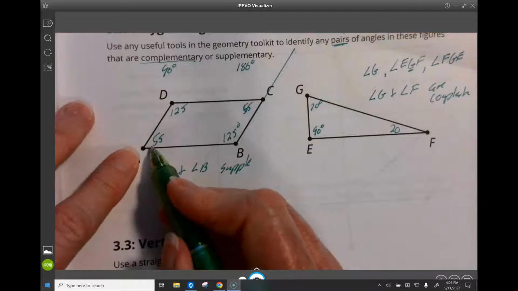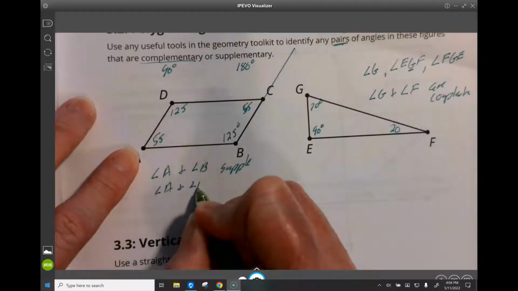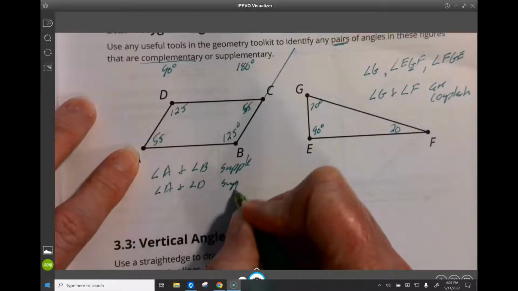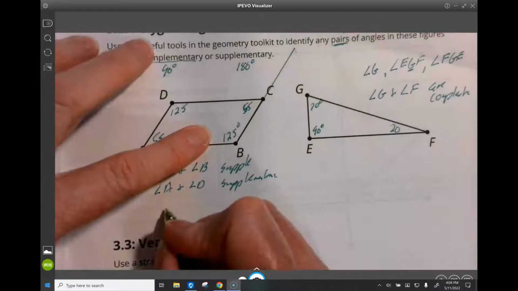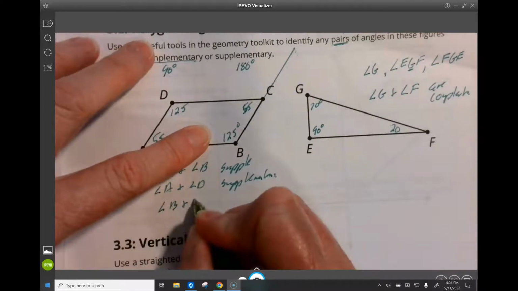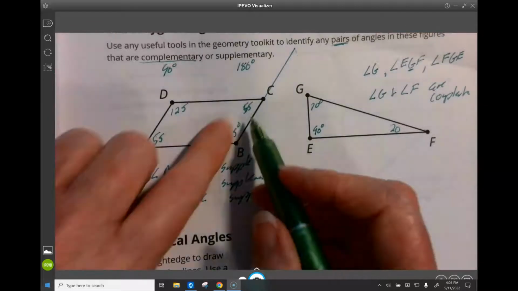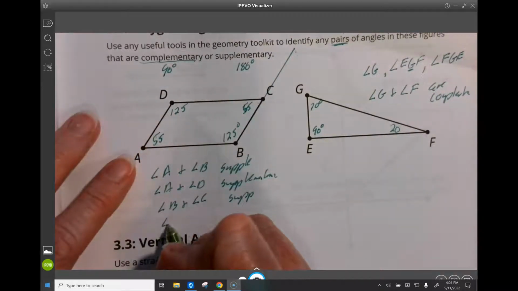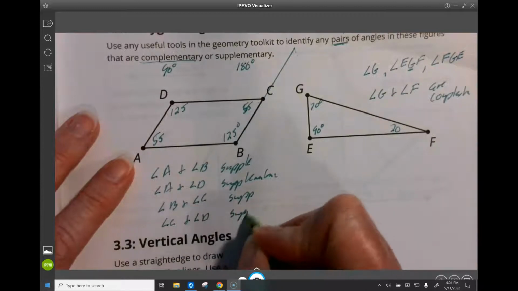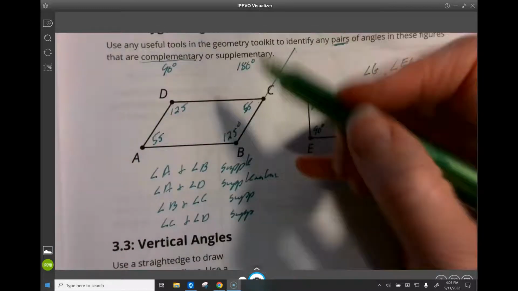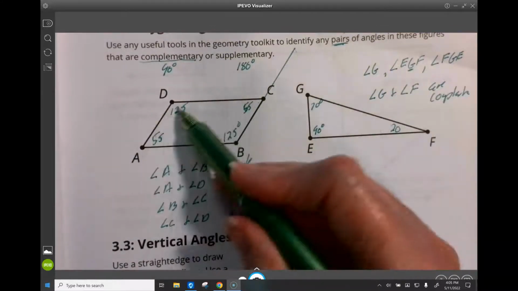Okay, but also angle A and angle D are supplementary. And angle B and angle C are supplementary. And then angle C and angle D are supplementary. None of them are complementary because they're not going to add to be 90. But see how these are supplementary, those are, those are.